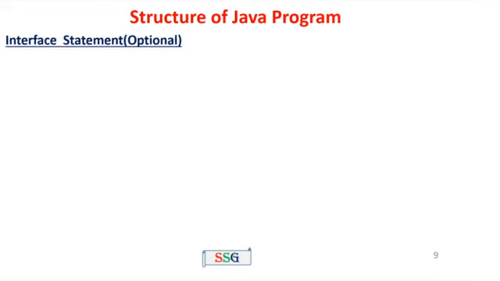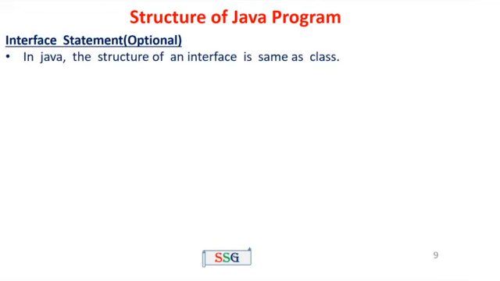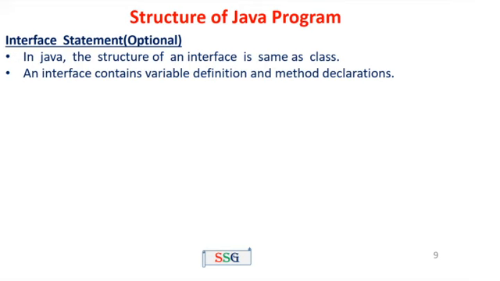The next one, interface statement. Interface statement is also optional. In Java, the structure of an interface is the same as a class. The interface structure as well as the class structure are both the same. But an interface contains variable definitions and method declarations.